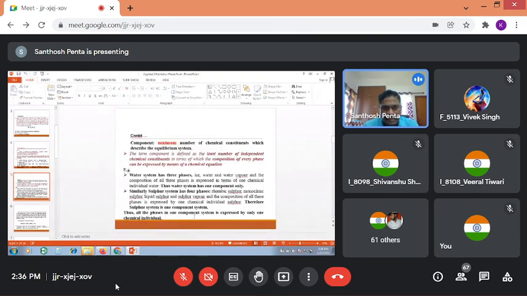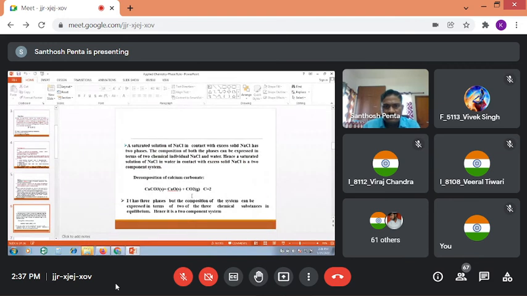Here I think some examples might have been given. Two immiscible liquids will also be called two phases. Like oil with water will be called two phases. Oil plus water is immiscible.